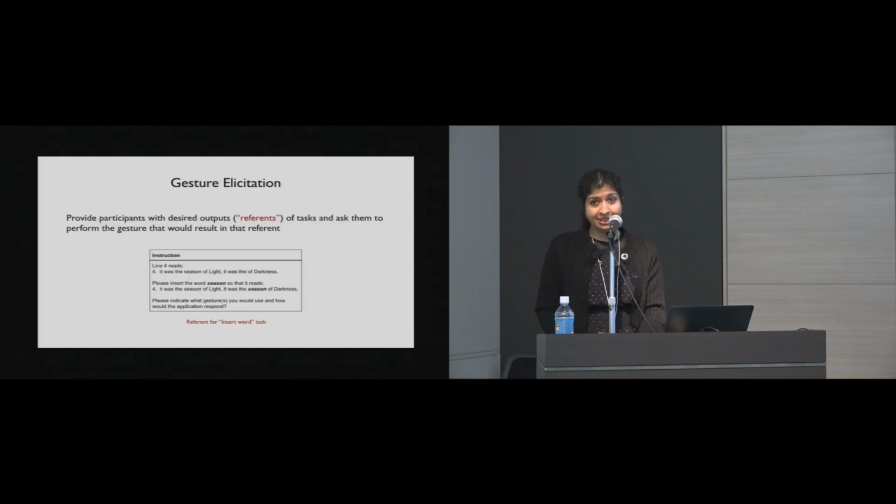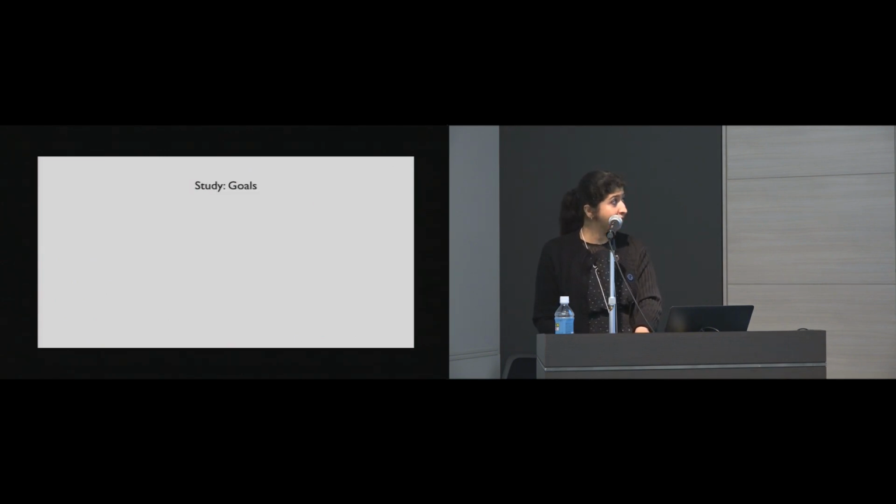So what is gesture elicitation? We elicit gestures from participants. That is, we give them the result of an action or task, known as a referent, and we ask them to come up with a gesture that would produce that referent. For example, this is the referent for the insert word task that we used in our study. We told them what the result would be, and we asked them what gestures they would perform that would result in that referent.